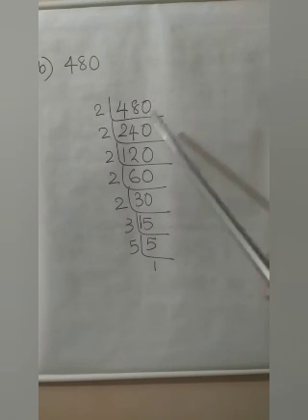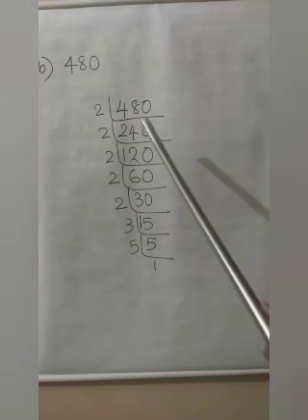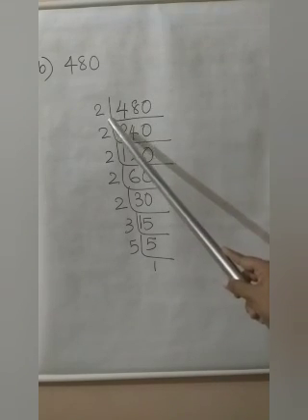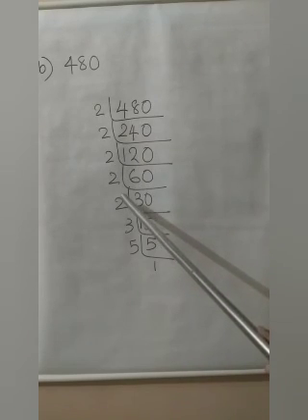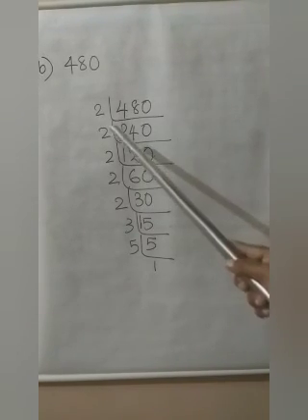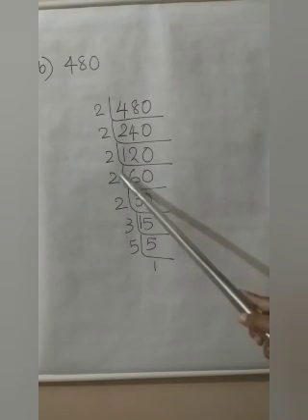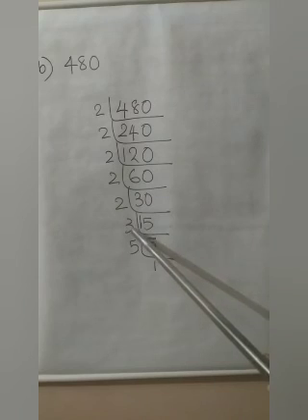If you are not sure, you can divide and check in your working column. Make sure the answer is correct and write here. Now check whether your answer is correct. 2 into 2, 4. 4 into 2, 8. 8 into 2, 16. 16 into 2, 32. 32 into 3, 96. 96 into 5, 480.